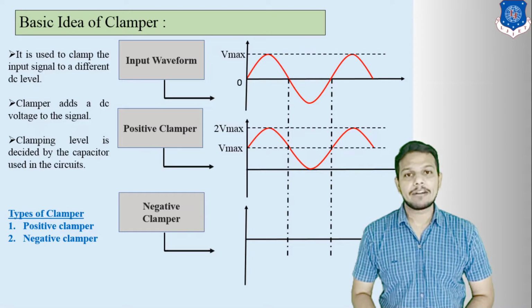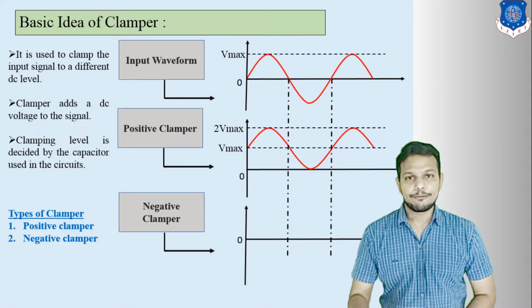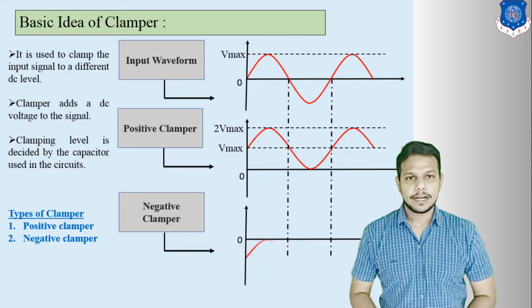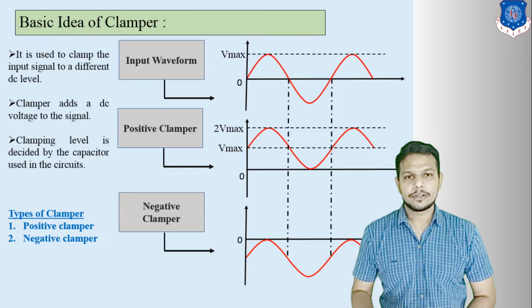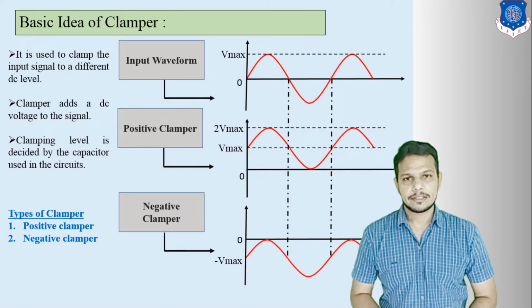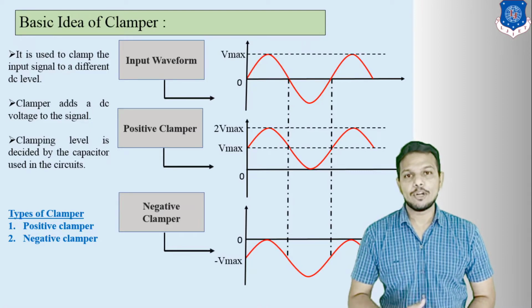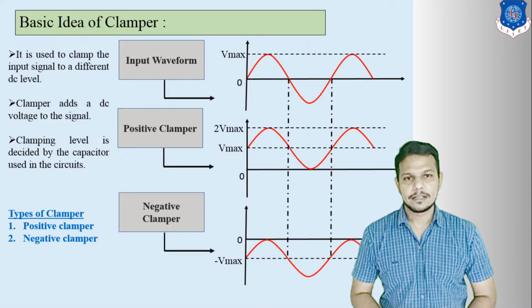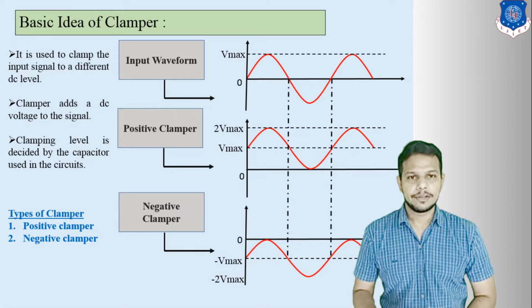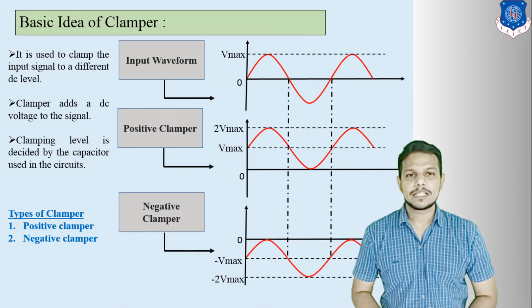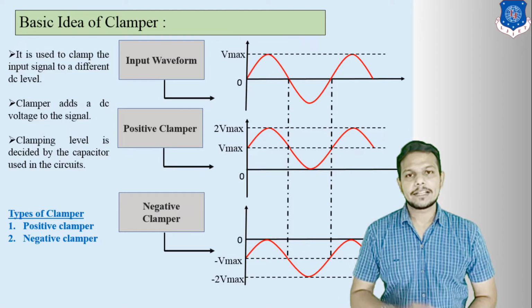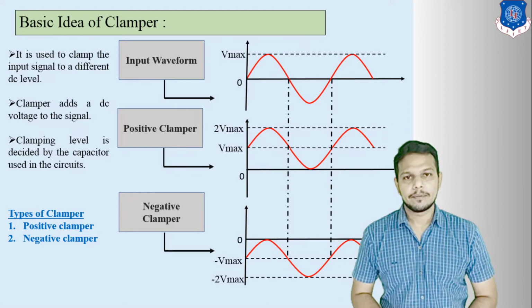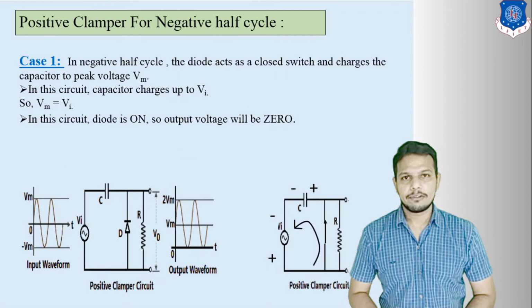If there is a negative clamper, then your waveform is shifted downward. Here we can see it is a negative clamper. Here where the waveform starts is minus Vmax, and the maximum value of this waveform is known as minus twice Vmax. Here we can see this is the minus twice Vmax. So in this lecture we are discussing the positive clamper. So let us start with the positive clamper.